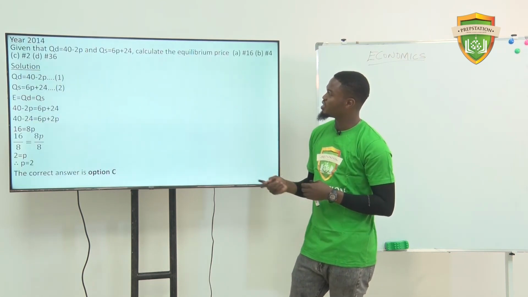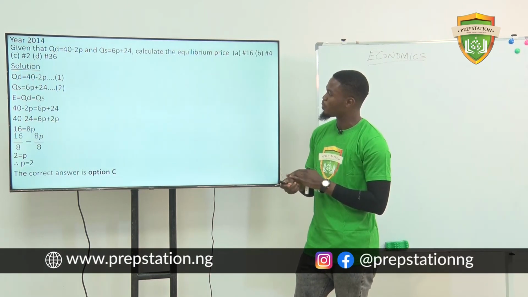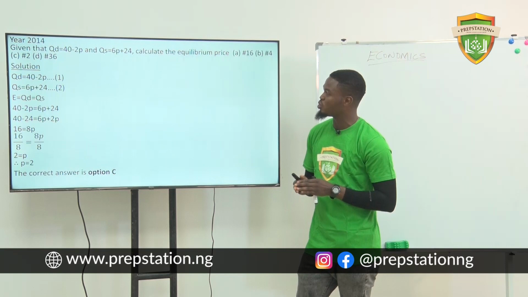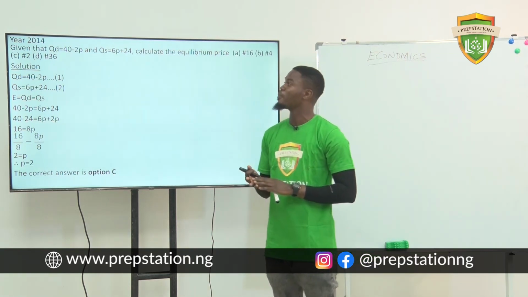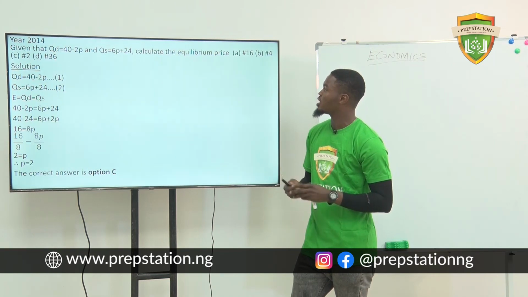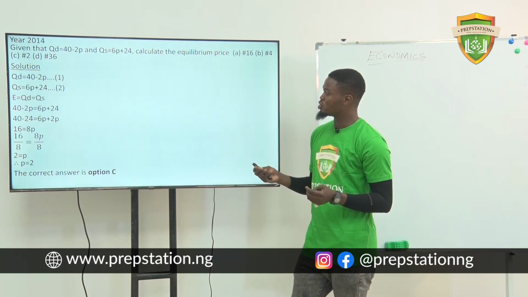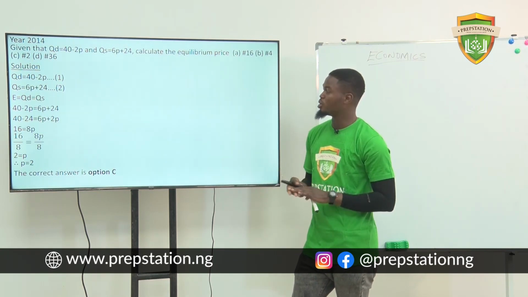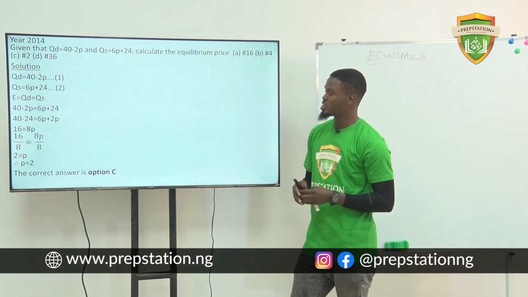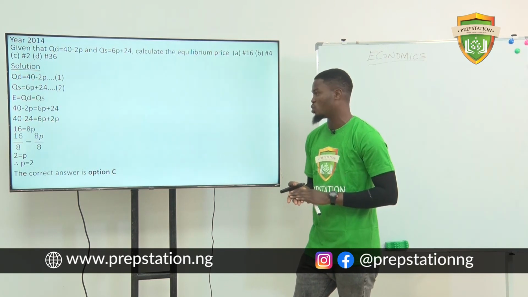So then here we have another question from 2014. Given that quantity demanded equals 40 minus 2p and quantity supplied equals 6p plus 24. Calculate the equilibrium price. So you know what to do by equating the equations, the two functions. So we have 40 minus 2p equals 6p plus 24.